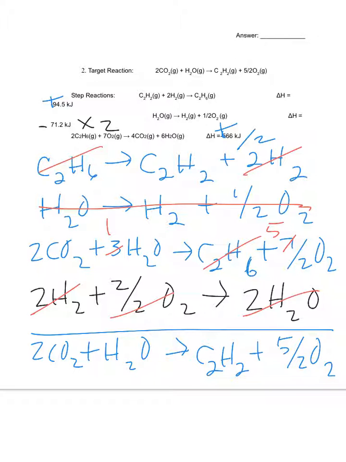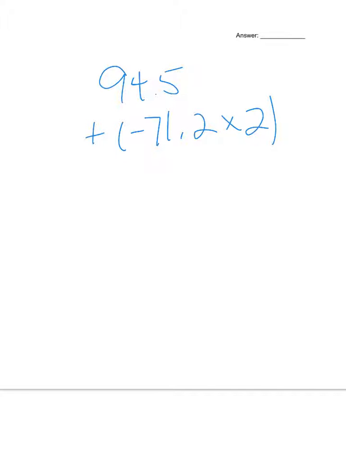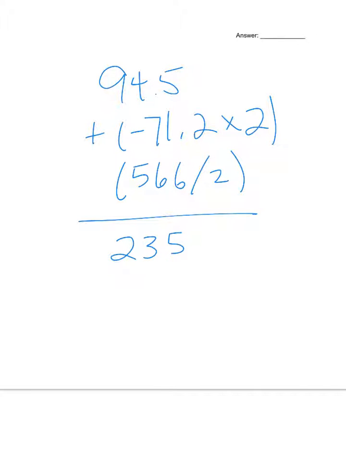So I'm going to do that on the next slide. And we're going to have a positive 94.5 plus our negative 71.2 times 2 plus our 566 divided by 2. And all of that should add together to give you 235 kilojoules.